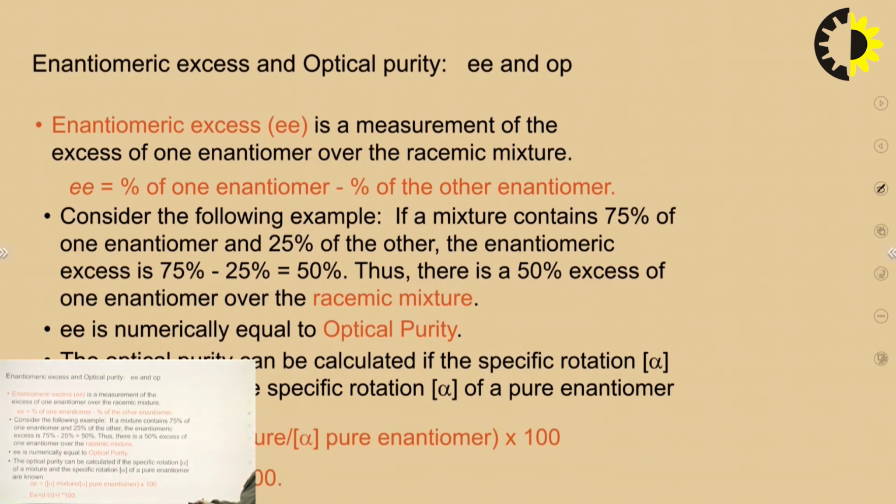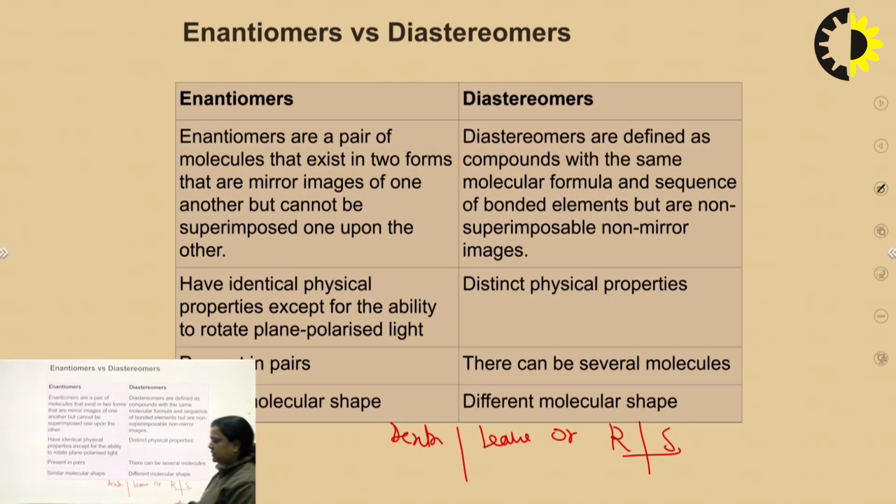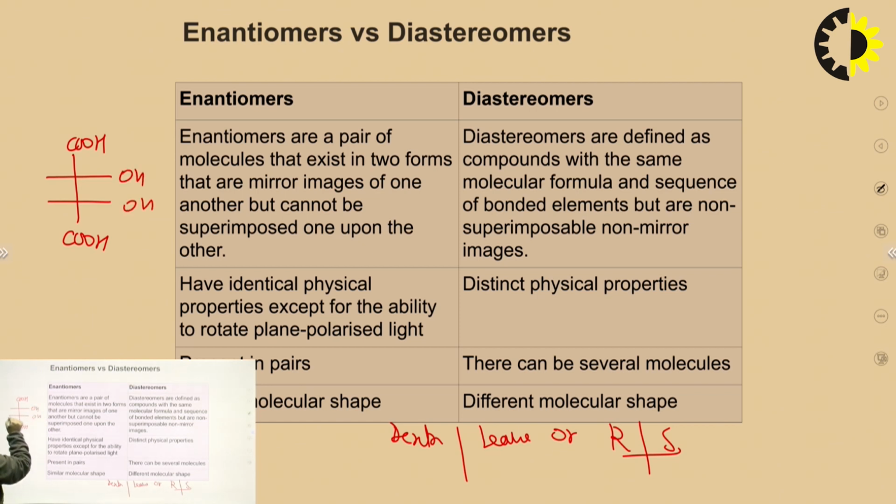Now, if we take an example of tartaric acid, suppose. In tartaric acid, the structure is COOH, COOH, H, OH, OH, and here is H, here is H. So if we write the tartaric acid like this, it is clear that if we imagine a plane, it cuts the compound into two equal halves. So it means it is optically inactive. This form will be called meso or DL.